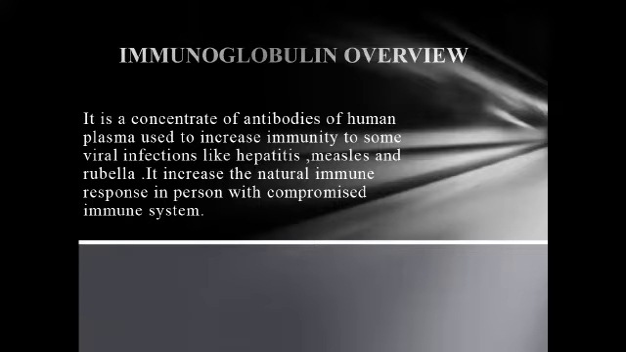What is immunoglobulin? It's a concentrate of antibodies of human plasma used to increase immunity to some viral infections, like hepatitis, measles, and rubella. It increases the natural immune response in persons with a compromised immune system.